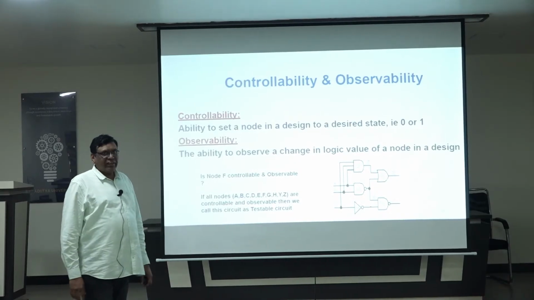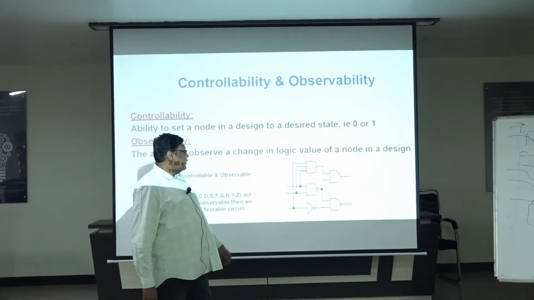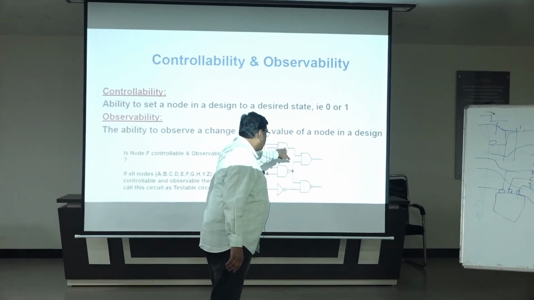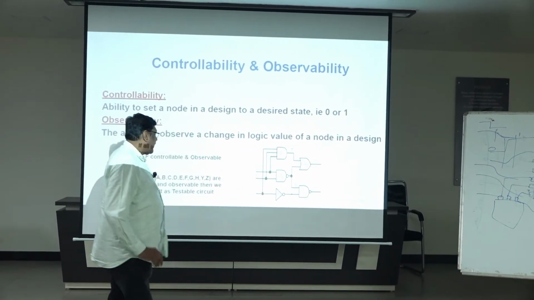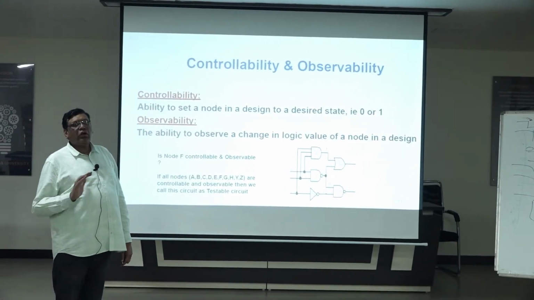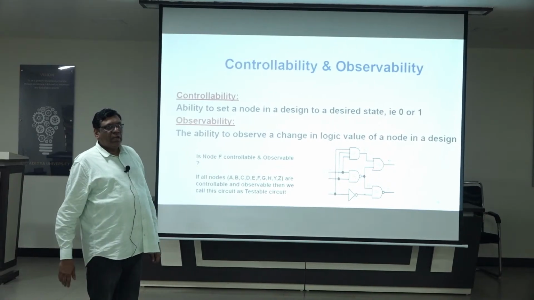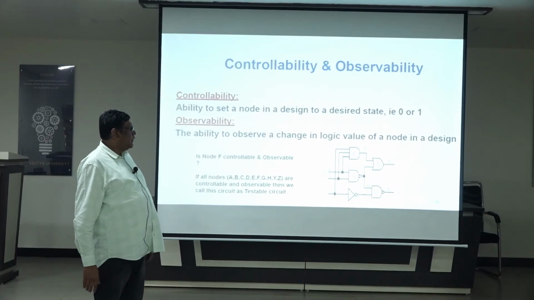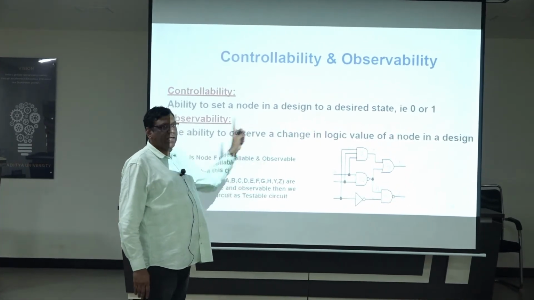So what does this say? Suppose some circuit is there like this. Suppose G1 is there, the output is there, some node F is there. Can I control a 1 onto that? Can I keep a 1 on node F? How can I keep it? By making A, B and C equal to 1, 1, 1, I can make F equal to 1.